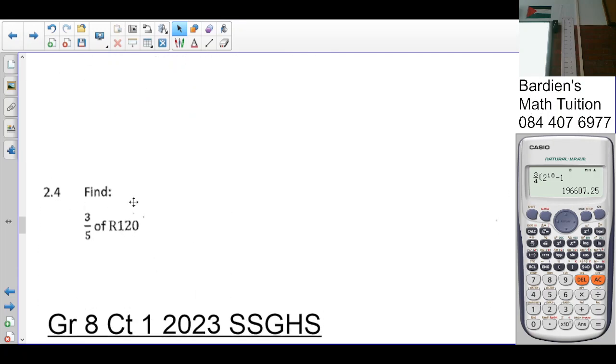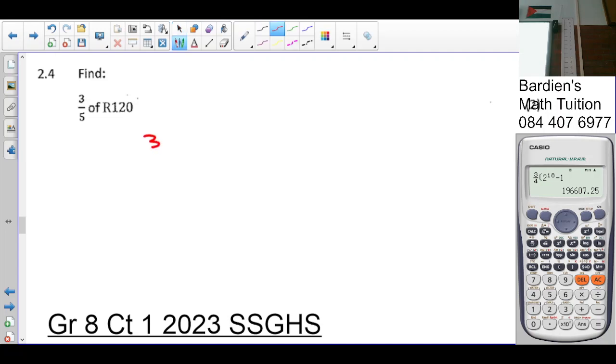Okay, the next one is 2.4, which says find 3 over 5 of 120. People, what does "of" mean? It means to multiply. Okay, so it's 3 over 5 multiplied by 120 over 1.